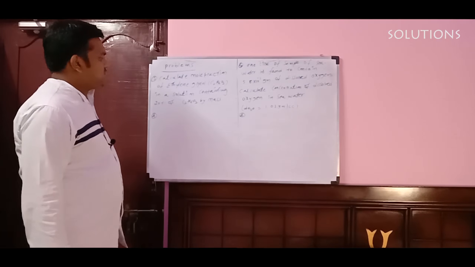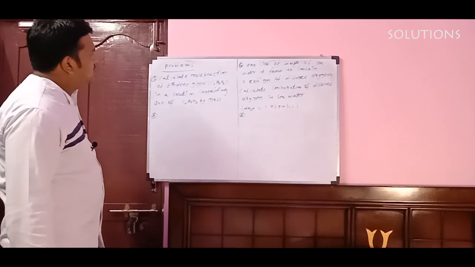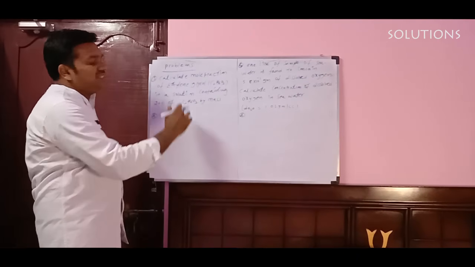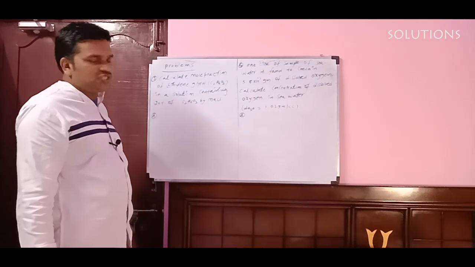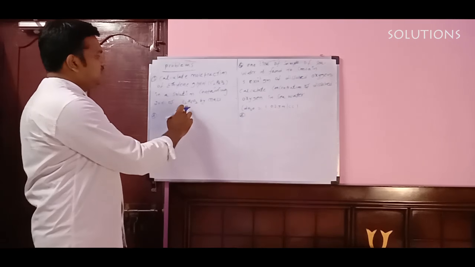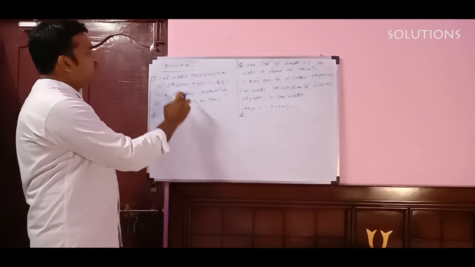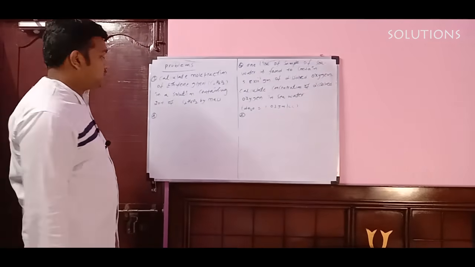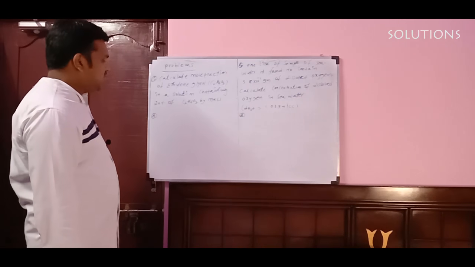Okay, so the next problem we have is on the mole fraction. All these are NCERT questions only. Calculate the mole fraction of ethylene glycol, C2H6O2, in a solution containing 20% of C2H6O2 by mass. They are asking for the mole fraction of ethylene glycol. So we have to find out the mole fraction of ethylene glycol, and the information is given here.